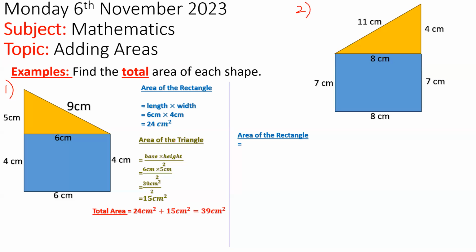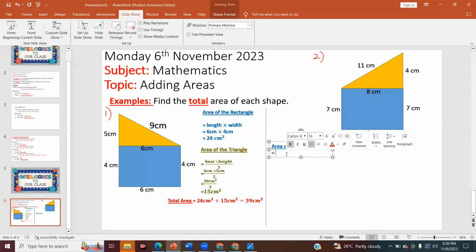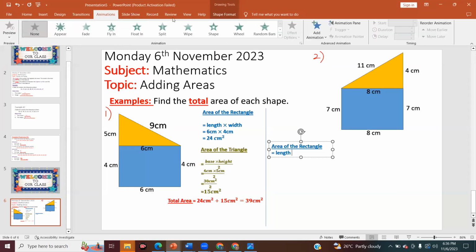Explain how we got the area of the triangle, please. I mean, not the area of the triangle, the area of the rectangle for the first one. You multiply the length and the width. What's the length? The length is 7 centimeters. No, the length is the longest side. Remember, class, the length is the longest side, all right? You understand, Bri? Yes, sir.